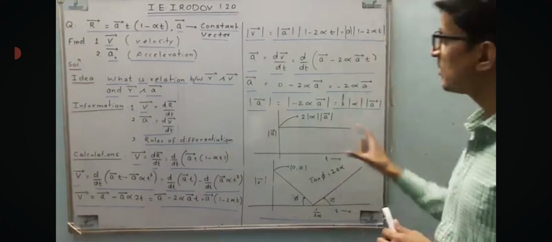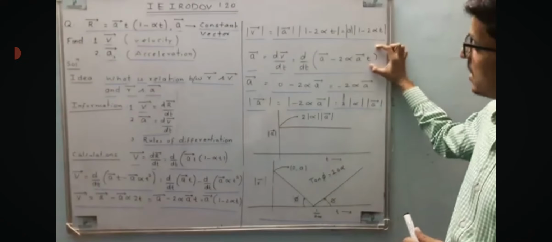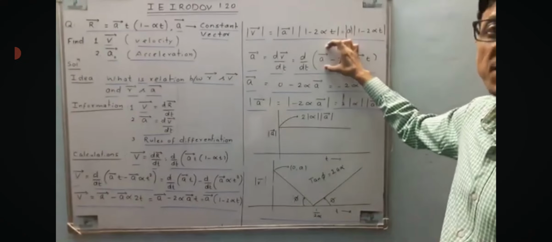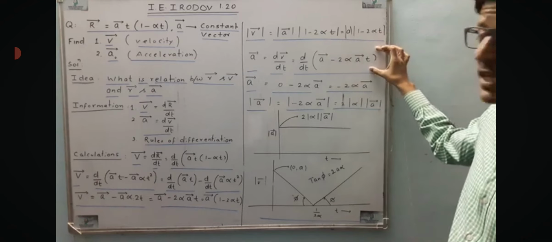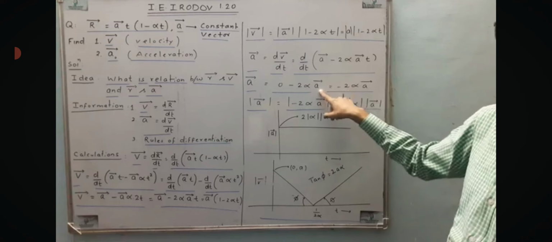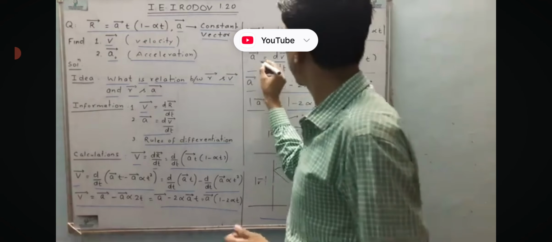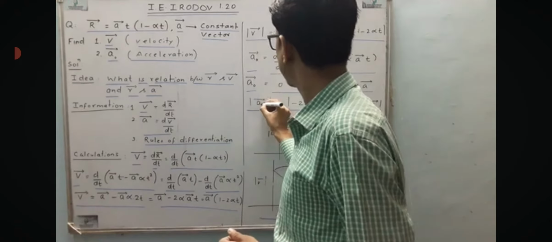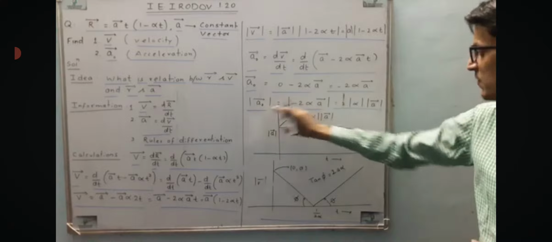Now let's move forward. Vector a is dv by dt. So this is d by dt, and vector v, as we have calculated, is this: vector a minus 2 alpha vector a t. So you put it over here. Differentiation of vector a will be 0 because it's a constant. And then we have minus 2 alpha vector a, and differentiation of t is 1. So we have the acceleration vector as minus 2 alpha vector a. Let's represent this symbol by a naught because we have used a for this vector. Now the magnitude of acceleration will be 2 alpha mod a.